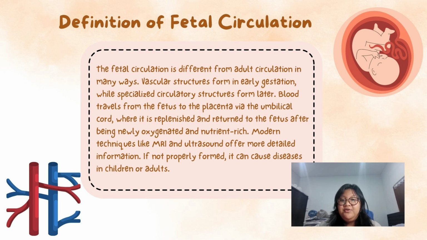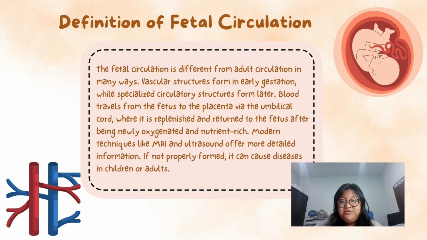In this presentation, I will be explaining the definition of fetal circulation. With the purpose of supporting the unique physiological needs of a developing fetus, the blood circulation performed by the fetus differs greatly from adult circulation in various ways. Vascular structures formed in early gestation provide an initial platform for gas exchange and nutrient delivery, while specialized circulatory structures that will be required in systemic circulation form much later in gestation to support the fetus's metabolic needs before birth.